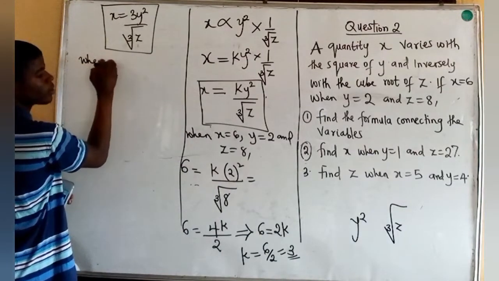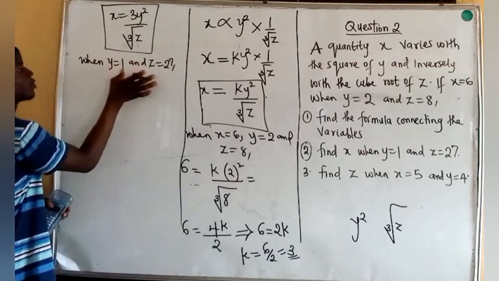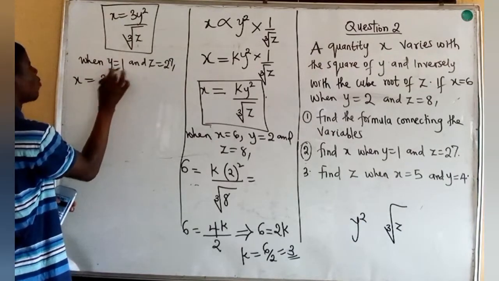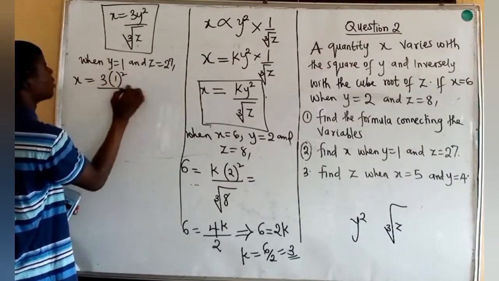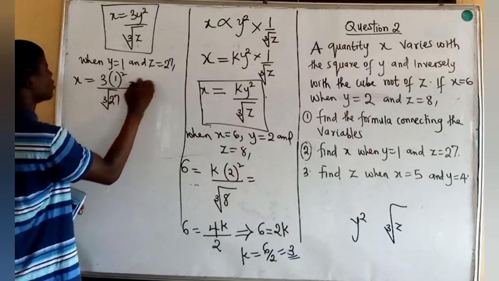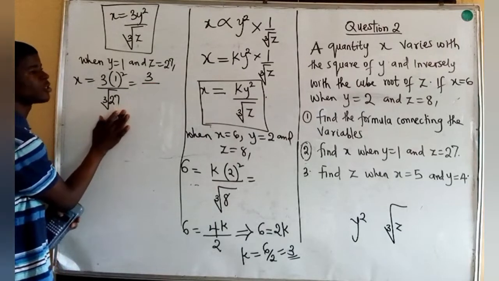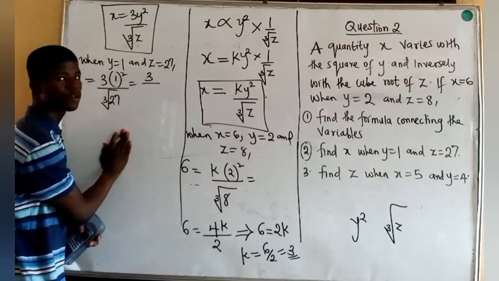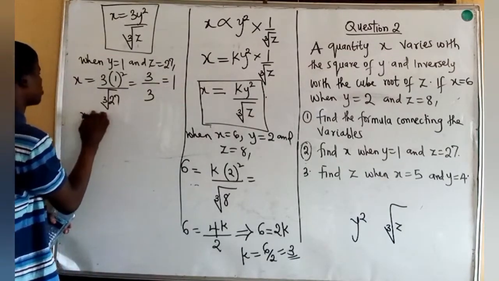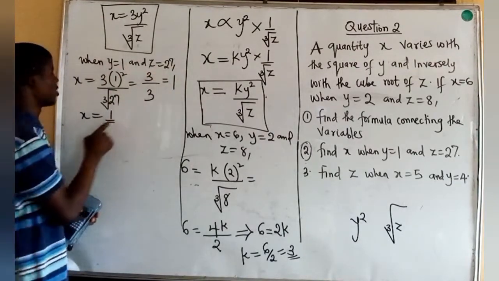So when y equals 1 and z equals what? 27, let's substitute these values now into this equation. So x will now be equal to 3, y is 1, that's 1 squared over cube root of 27. But 1 squared is 1, times 3 is 3, all over the cube root of 27 is a number you multiply by itself 3 times to give 27, that's 3. So 3 divided by 3 is what? 1. So it means that x is equal to what? 1. So when y is 1 and z is 27, x is what? 1.